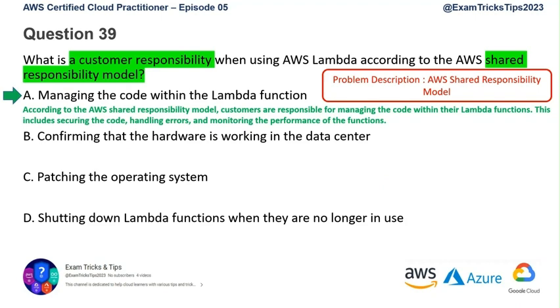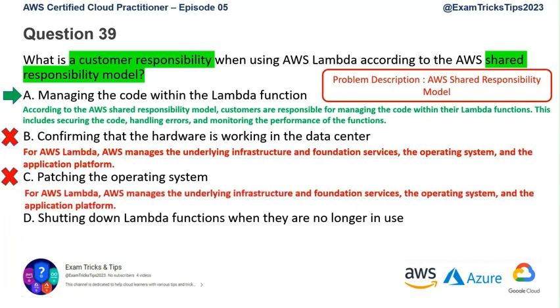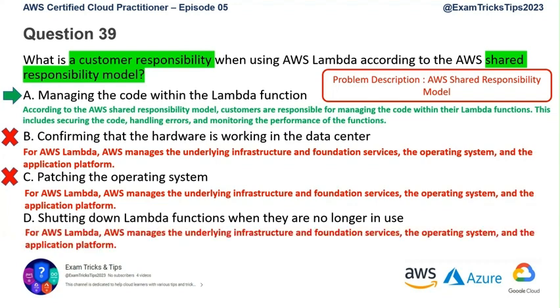Option B, confirming that hardware is working in the data center. Based on what I told you, hardware management of underlying infrastructure is AWS responsibility, whether it is Lambda or some other service. Managing the hardware, operating system, patching the OS, installing the OS, all of that would be the job of AWS. So B is gone, and C we just discussed as well. C is also gone for the same reason, because patching of the operating system will be the responsibility of AWS. The last option, shutting down the Lambda functions when they are no longer in use. Again, this is not a customer role. We'll rule that out. It's part of maintaining underlying infrastructure and managing the hardware. So the answer for this question is option A.